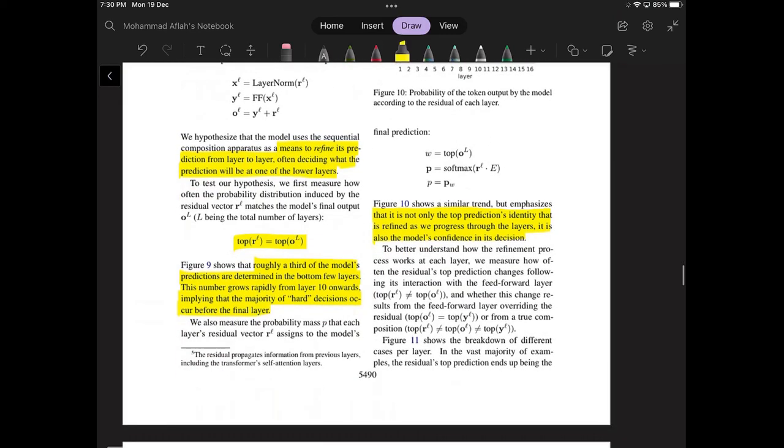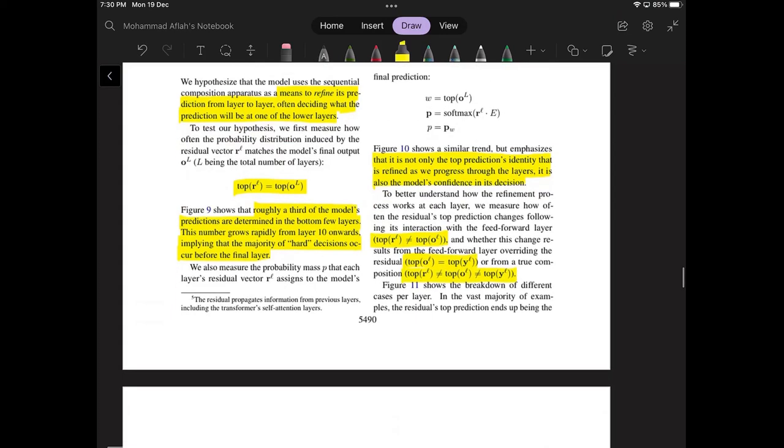To better understand how the refinement process works, we measure how often the residual's top prediction changes following its interaction with the feed-forward layer, and whether this change results from the top feed-forward prediction overriding the residual or from a composition.